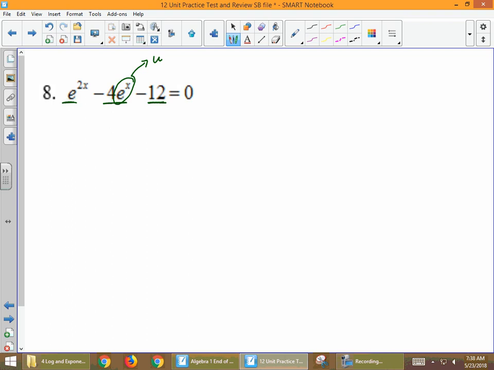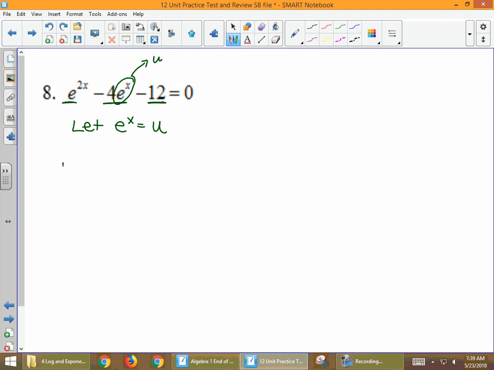Whether it was 4 out here and it's 2 to the x there, 4 to the x and 2 to the x, or e squared and e to the x, we're always going to make that middle term our u, and that's going to make things a lot easier for us. Once you say that's our u, we're going to say let e to the x equal u, and then we're going to do u substitution.